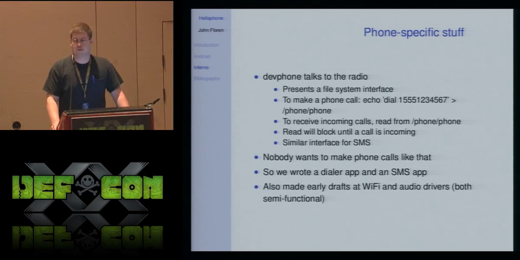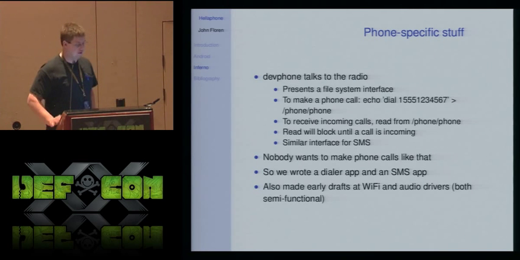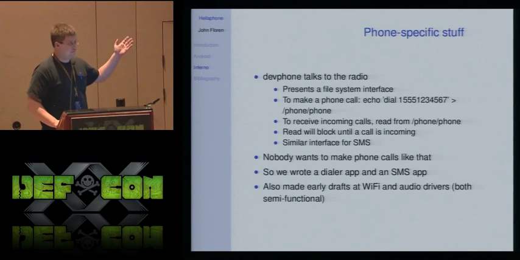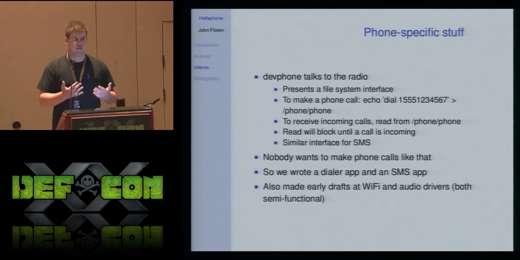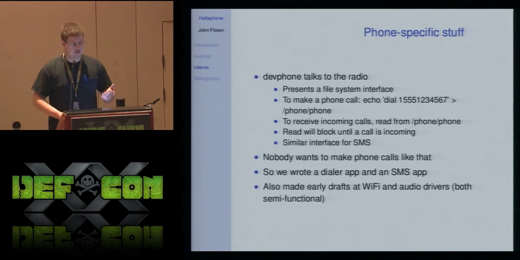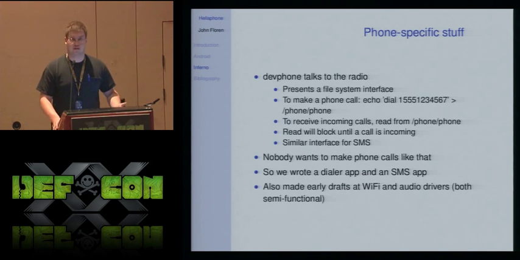And then if you want to make a phone call, you just do what I'm showing here. You can echo dial and then the number into /phone/phone. And if you want to receive incoming calls, you read from /phone/phone. And the read's going to block till a call comes in. And there's a similar interface for SMS in /phone/SMS. You just write strings into the SMS file and it sends it out to the appropriate recipient.